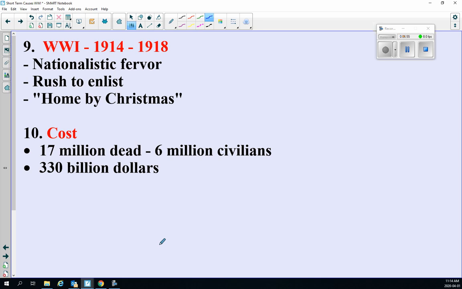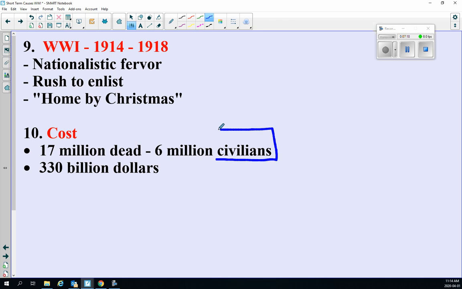There was a big rush to enlist and fight for your country. The thinking really was we'll be home by Christmas. We'll be home in a couple of months after being victorious. Little did they know they would still be there, if they were even alive, after 4 years. And several Christmases later, the cost was exorbitant. 17 million people died, 6 million of which were civilians.